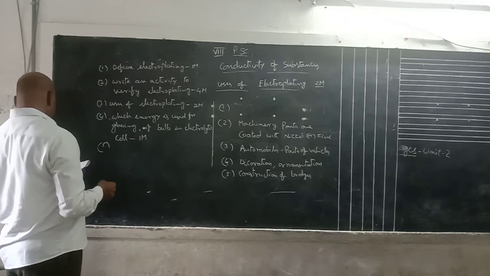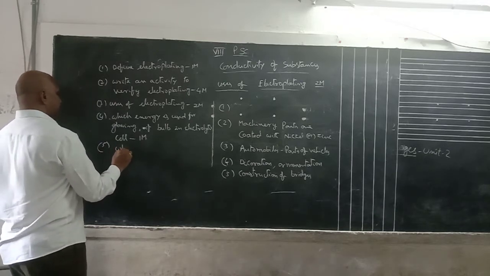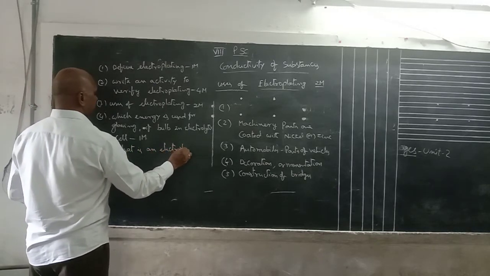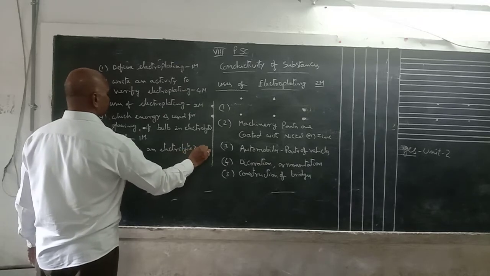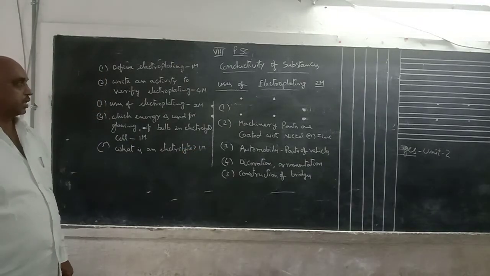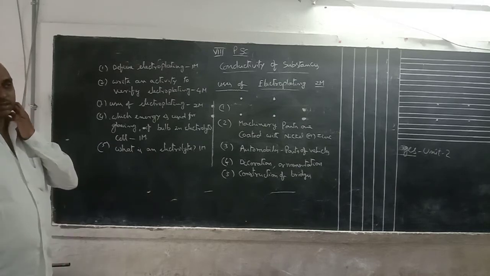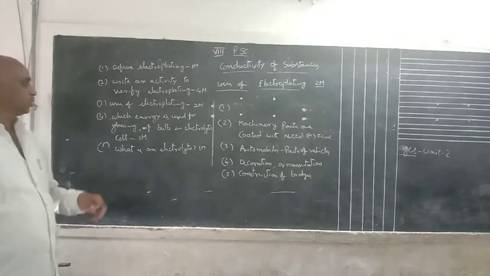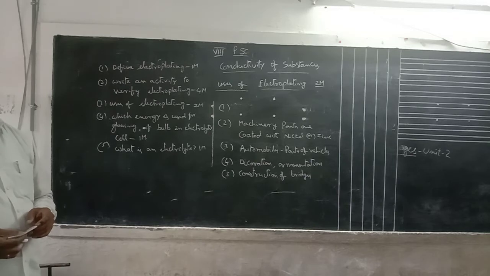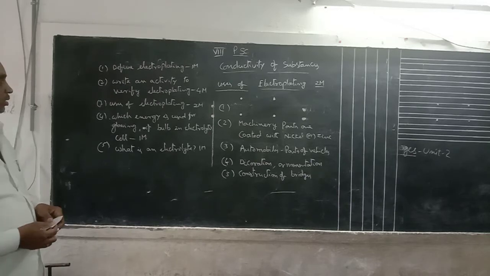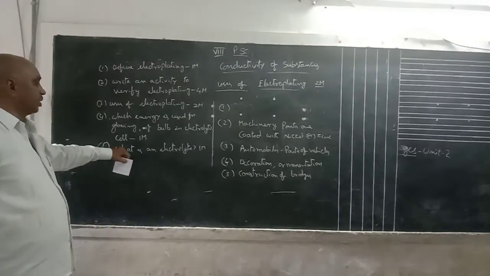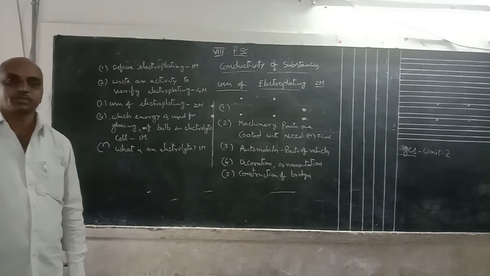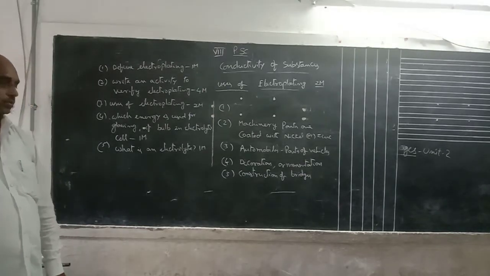Here, the fifth question is: what is an electrolyte? This is a 1 mark question. Generally, solids, as you already know, are good conductors. Metals like copper and silver are good conductors. Solid substances which allow current or heat to pass freely are called conductors. Here, an electrolyte means the liquid conductors. Some liquids allow the current freely; those are called liquid conductors or electrolytes.